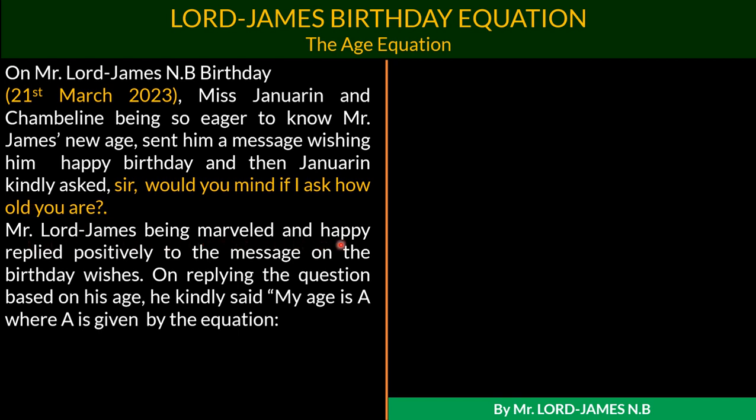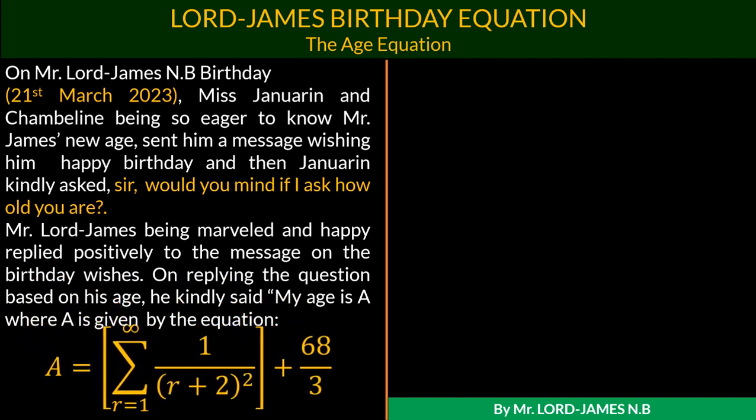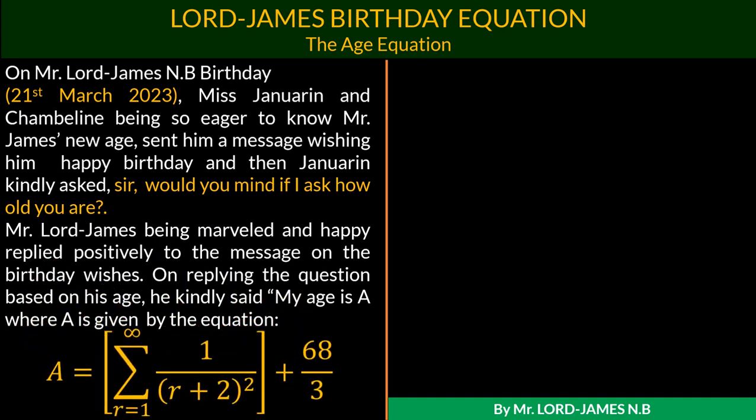Mr. Lord James, being marveled and happy, replied positively to the message on the birthday wishes. On replying the question based on his age, he kindly said, "My age is A," where A is given by the equation A is equal to the sum as r runs from 1 right up to infinity of 1 divided by (r plus 2) all squared, plus 68 divided by 3.